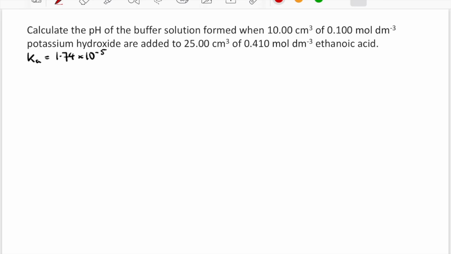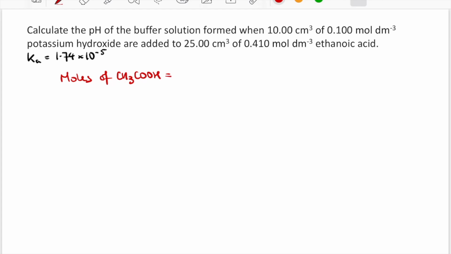All right, now this time, this is a partial neutralization question. We've got our ethanoic acid, and we are adding potassium hydroxide to it. We're given a volume and concentration of both. So what we should do to begin with is work out the moles of each of those. So the moles of the ethanoic acid.